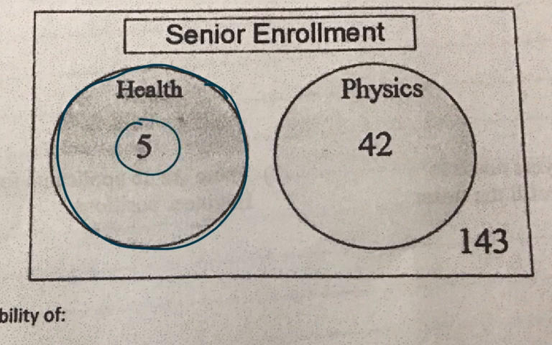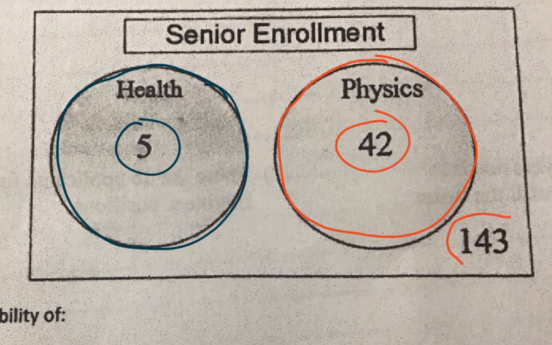Now notice what's different here is we have the seniors here taking health class. There's 5 of them. And over here we have seniors who are taking physics. There's 42 of them. But I hope you understand there's also 143 that are not taking either health or physics, right? And the first thing we got to do is add those numbers together because we need to find what the overall total is.